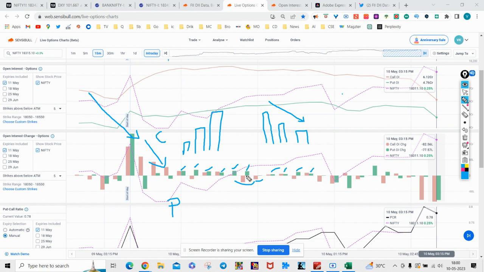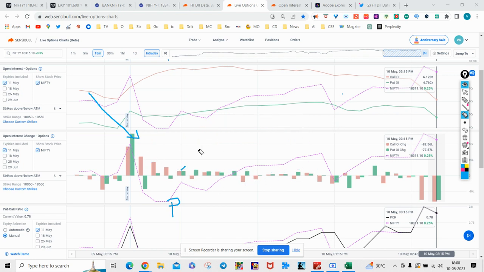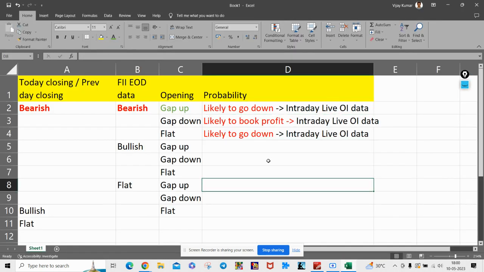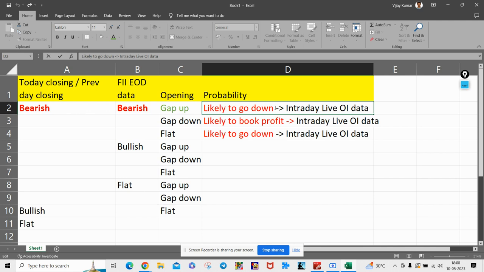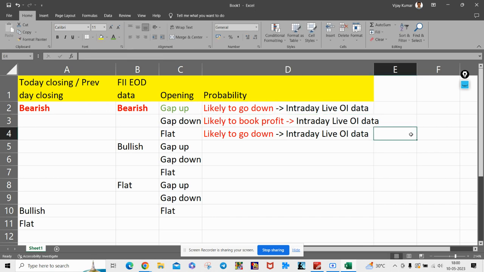So what does this convey? It conveys that yes, the market is not willing to fall and it is reversing. So when I'm trying to convey that, look at the intraday data. Intraday data means this: after the open it's likely to go down, and after it is going down, see the intraday live data to confirm the future direction. So at least till this part, our direction becomes clear, because seeing the intraday live OI data is very much crucial.